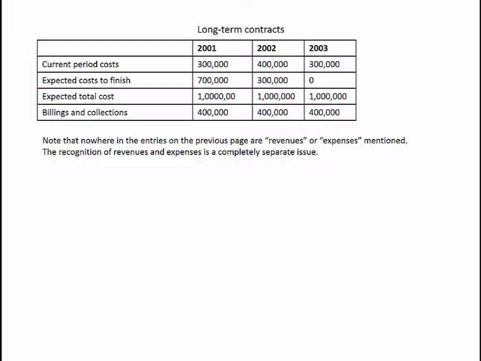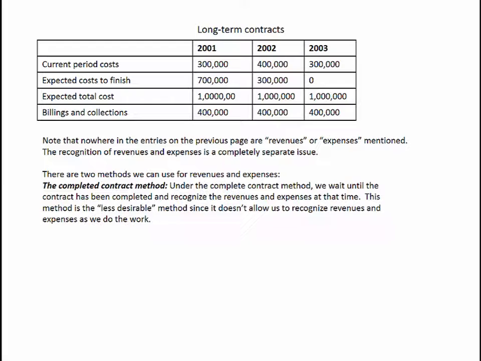Now, note that nowhere in the entries on the previous page were the words revenues or expenses mentioned. When we spent the money, we were creating inventory. When we billed the client, we were recording that as essentially unearned revenue. The recognition of revenues and expenses is a completely separate issue. Now, there are 2 methods we can use for revenues and expenses. The one we're going to talk about first is what's referred to as the completed contract method.